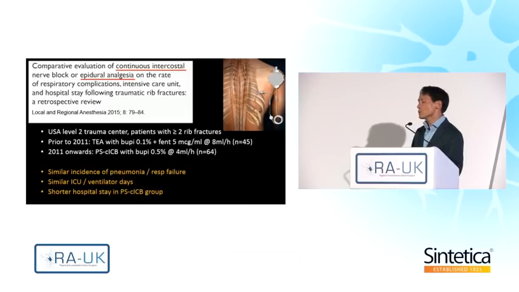And what they found was that the patients had similar incidences of pneumonia and respiratory failure. The ICU and ventilator length of stays were similar, but there was perhaps a trend to a shorter length of stay in the group that got those paraspinal intercostal blocks.